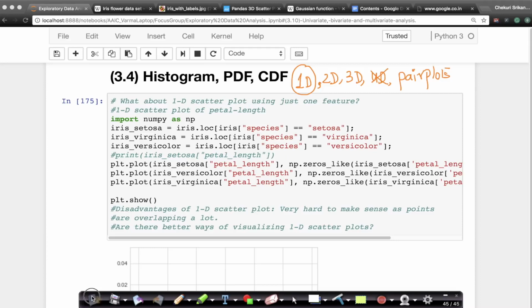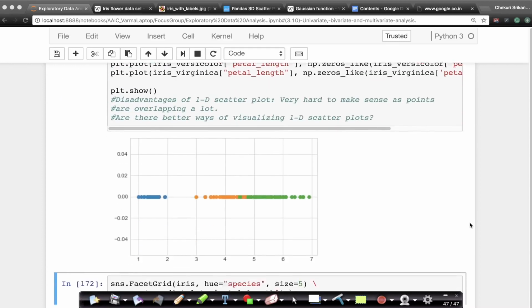Now, let's look at a simple code snippet here. The code snippet says that I'm taking my iris data frame, and I'm taking all the points that correspond to setosa, and I'm putting them in a data frame called iris setosa. Similarly, I'm creating a data frame called iris virginica and iris versicolor. Now, what I'm doing here is plotting such that my x-axis is for the setosa flowers, I'm plotting my x-axis as petal length. My y-axis, I'm just putting all values equal to 0. Similarly, I'm plotting versicolor and virginica petal lengths on the x-axis, and I'm taking all the y values to be equal to 0. Now, when I do that, I get a plot like this.